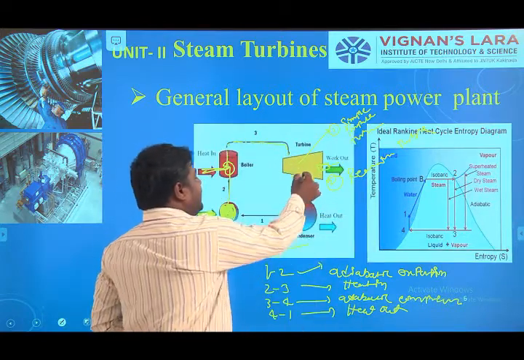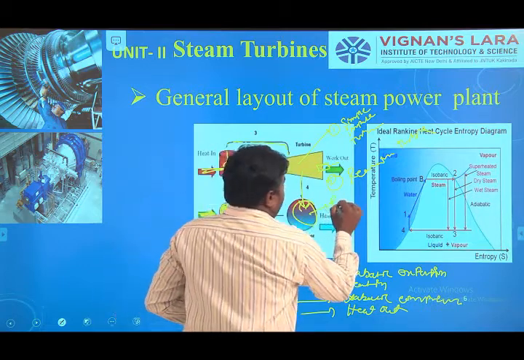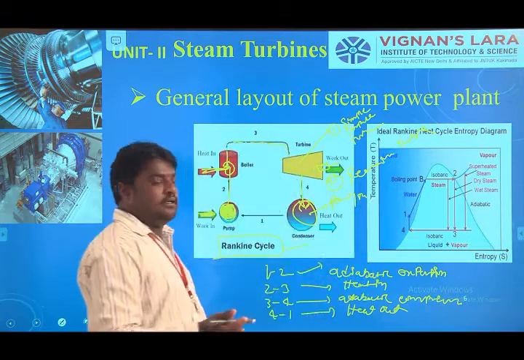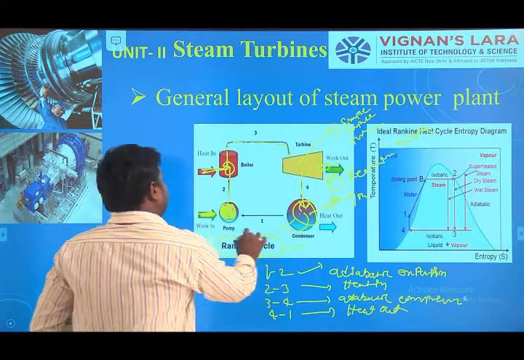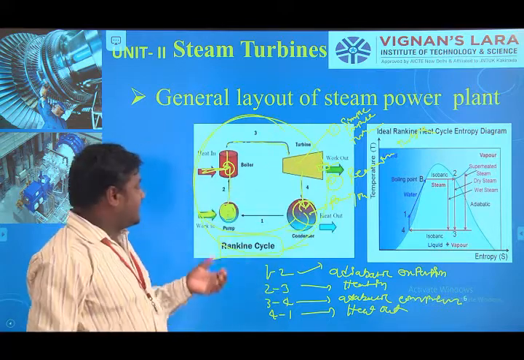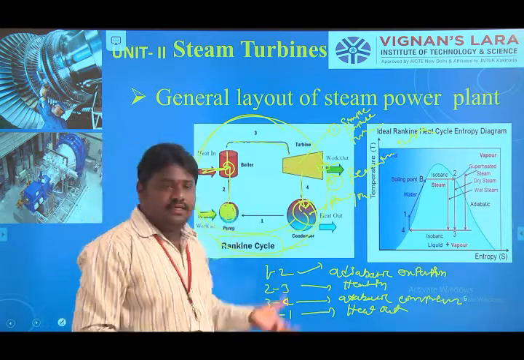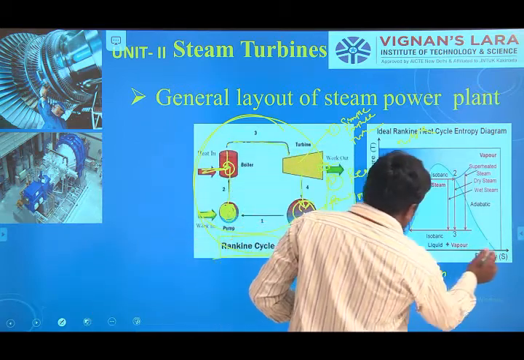Then the heat is out, and the power is transferred to the transformer. This is the thing, and once again this is the condenser. This is the regular rotation and recirculation process of this general layout of a steam power plant. And here we have to see the temperature and entropy.